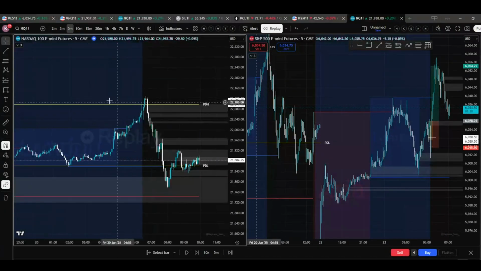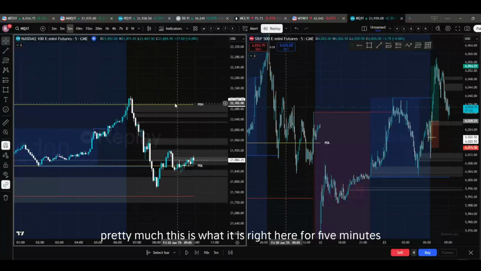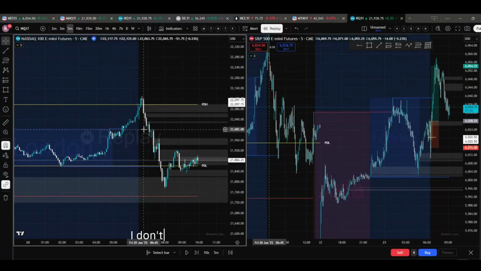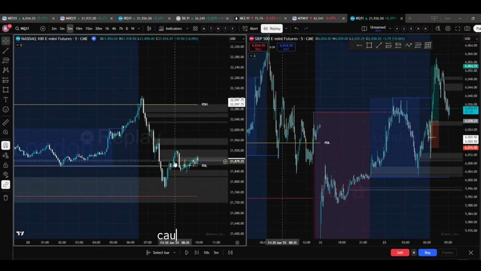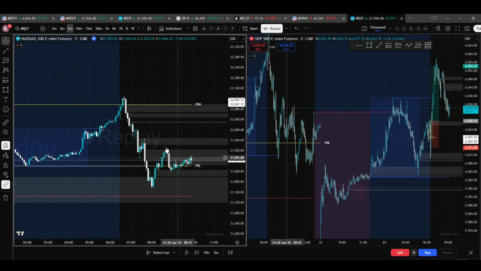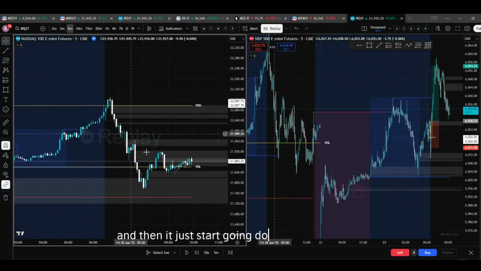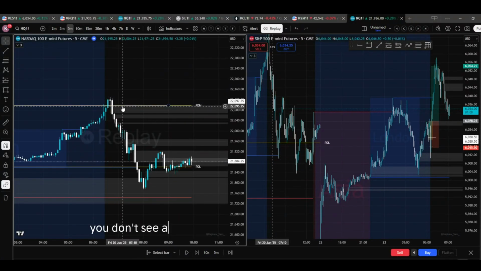So pretty much this is what it is right here. At the 5 minutes you don't really see anything. This is, I think, Friday's play where I was like, I don't like to long above previous day high, nor do I like to short below previous day low because those are points of interest. And here we see it went over to previous day high, and then it just started going down.